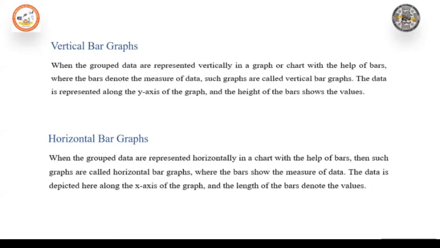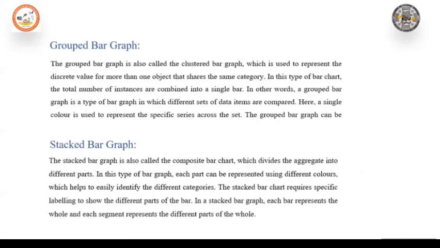You will have horizontal bar graphs too. When the group data are represented horizontally in a chart with the help of bars, then such graphs are called horizontal bar graphs. Here, the bars show the measure of data. The data is depicted along the axis of the graph, and the length of the bars denotes the values.